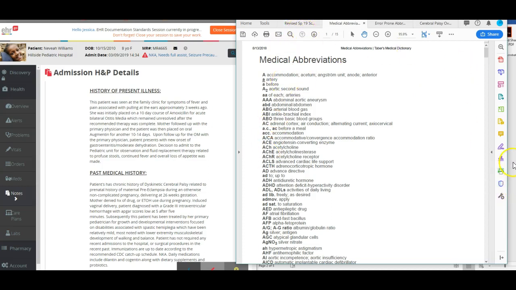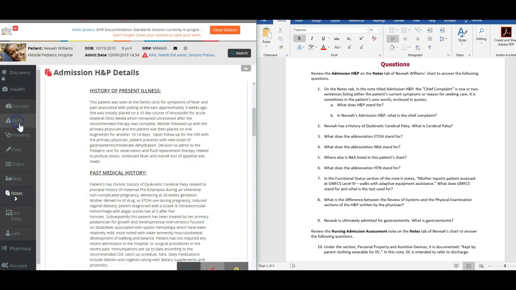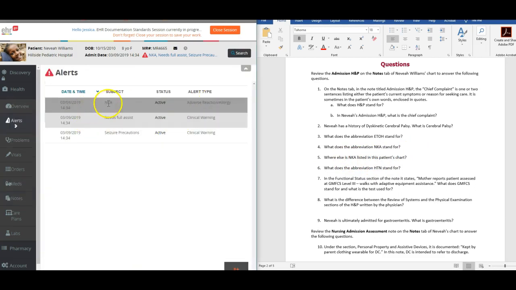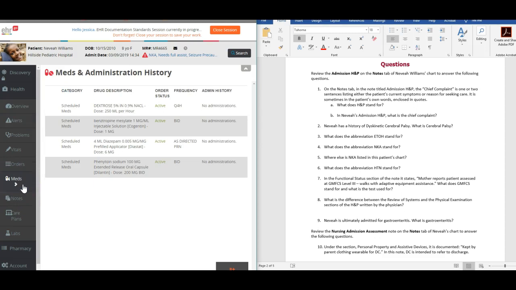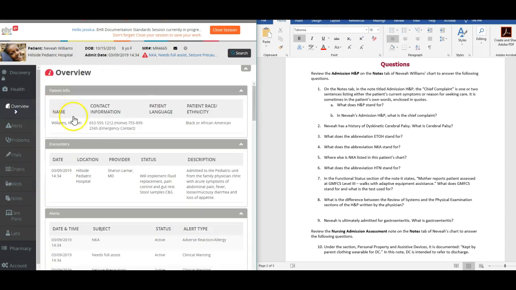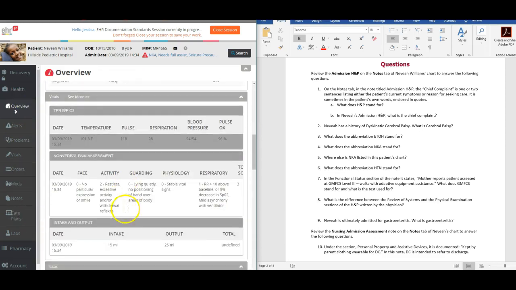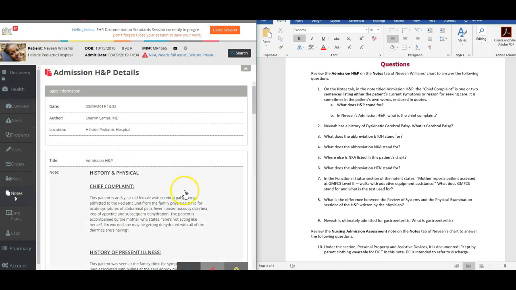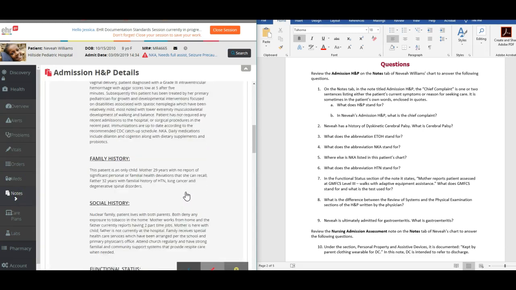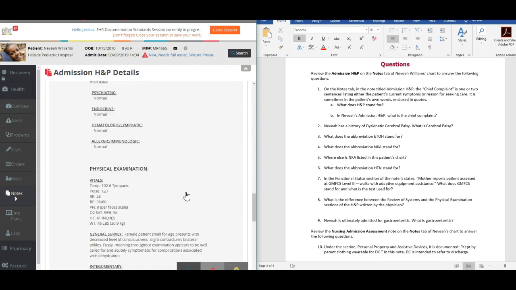All right, so back to our questions. Where else is NKA listed in this patient's chart? So it's listed in her alerts. It is listed probably in her overview also, which will also show up in her alerts. And I don't think it was in her, it might be in her notes somewhere in her history. Down here, you'll have to go through here, it may be down here somewhere too.